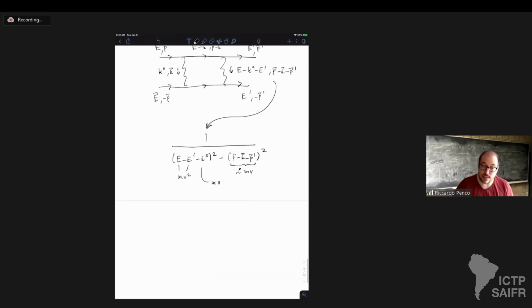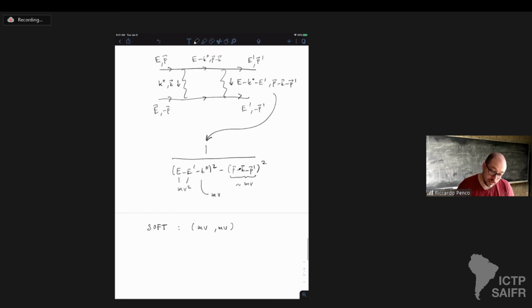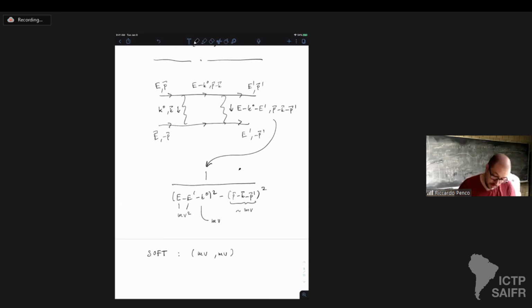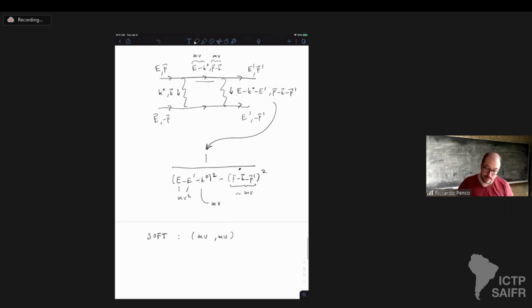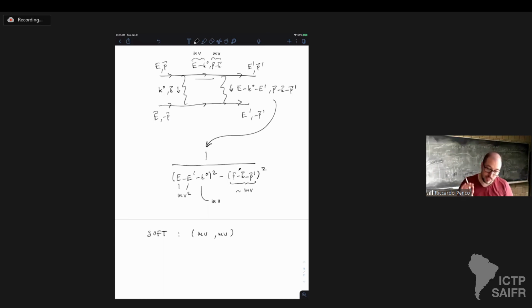And so now this means that we also have one more regime that is relevant, the soft regime, where both energy and momenta are of order mv. And you can convince yourself that if k0 and k are of order mv, then also the energy and momentum carried by this internal fermion line are also of order mv. So this means that this is a regime that is relevant not just for the gauge field, but also for the fermions.